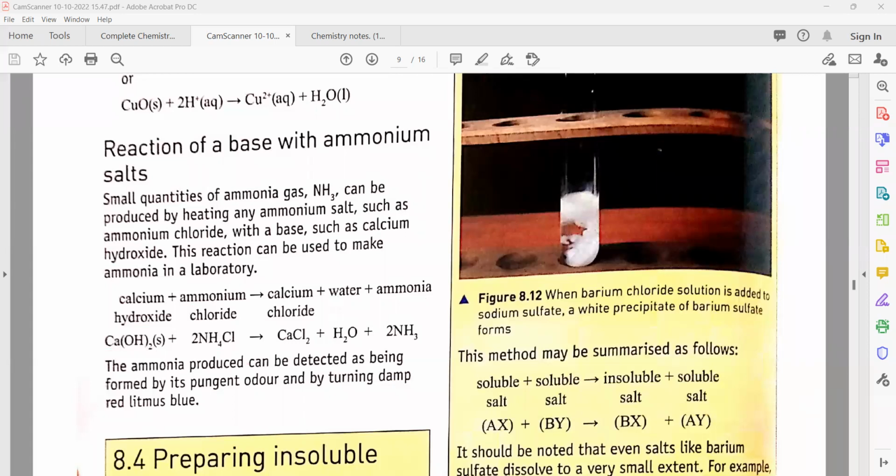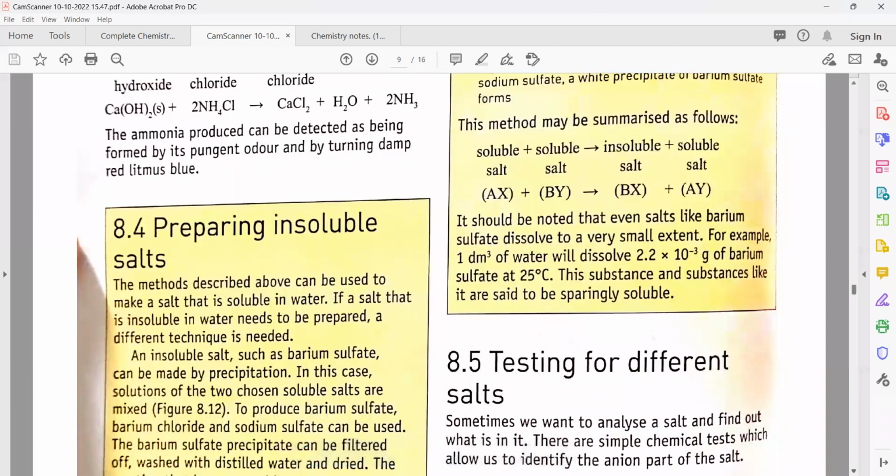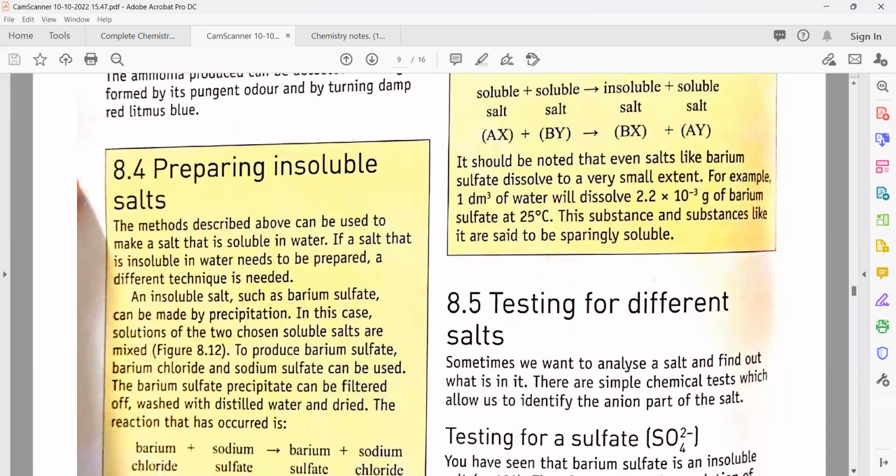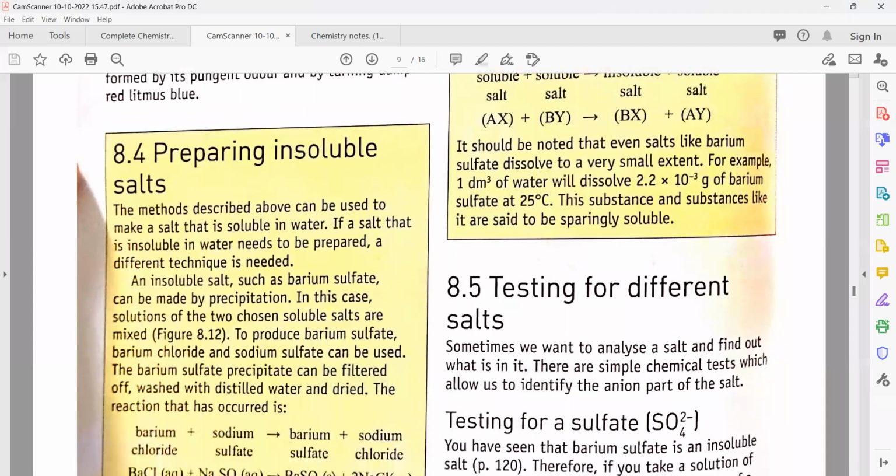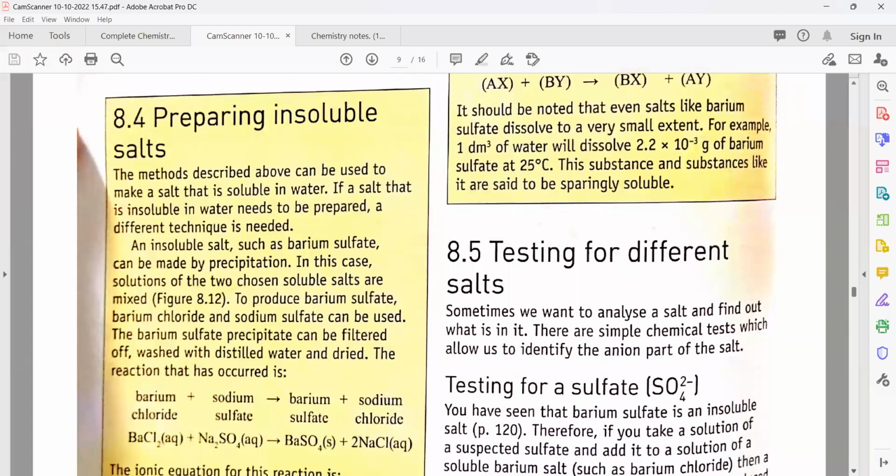Now the almost last part of this: preparing insoluble salts. Before, we learned about the soluble ones, now the insoluble salts. The method described above can be used to make a salt that is soluble in water. If a salt that is insoluble in water needs to be prepared, a different technique is needed. An insoluble salt such as barium sulfate can be made by precipitation.